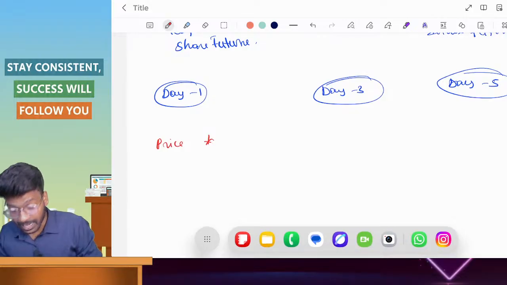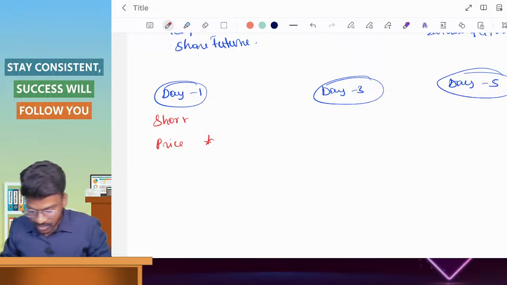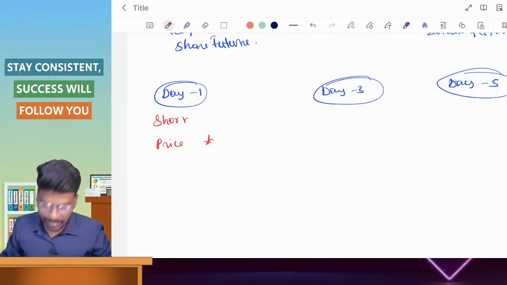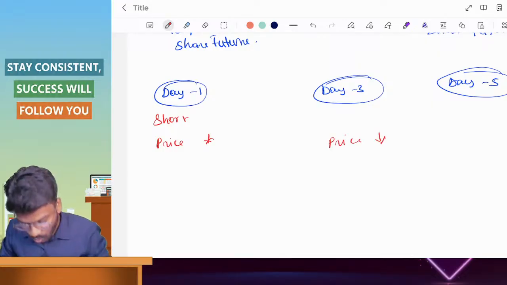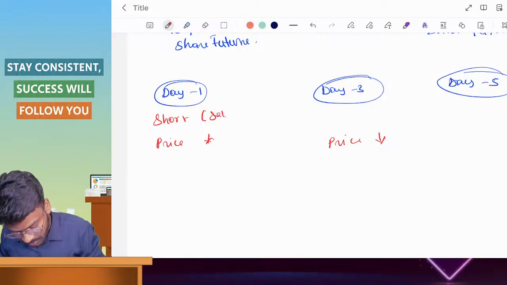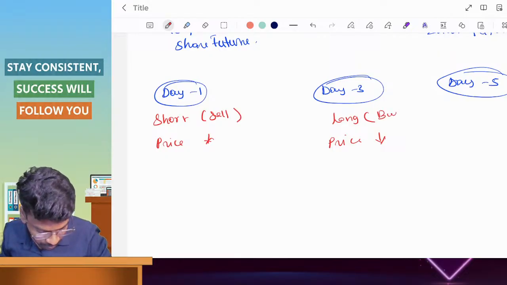Now I will be explaining the short position. I have a short position on day 1. So on day 3, I have the expectation that the price will decrease. So I will go for a long position. Long position, that is, buy.